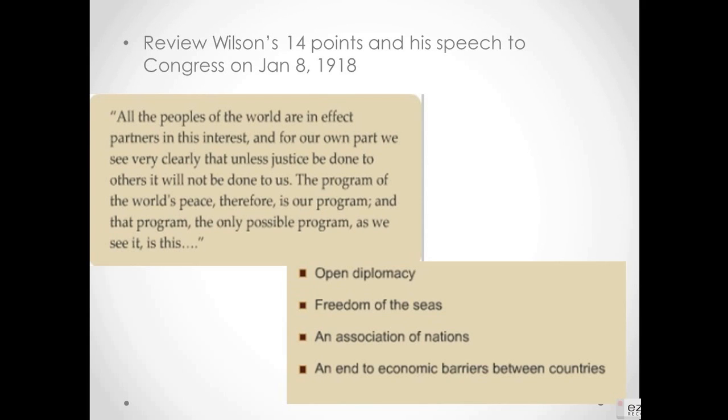All the peoples of the world are in effect partners in this interest. And for our own part, we see very clearly that unless justice be done to others, it will not be done to us. The program of the world's peace, therefore, is our program. And that program, the only possible program as we see it, is this.